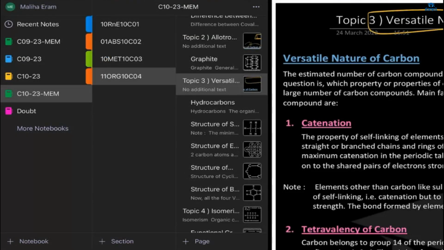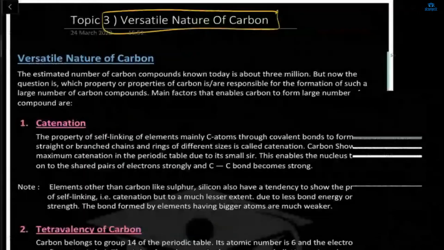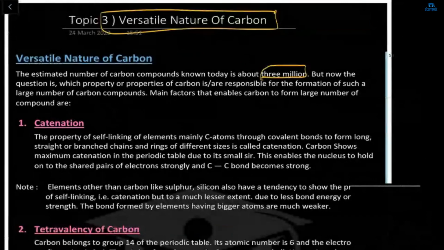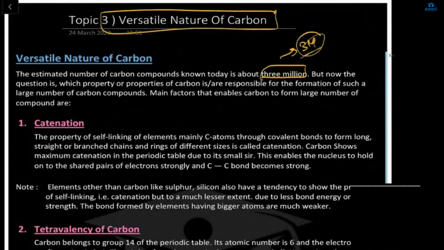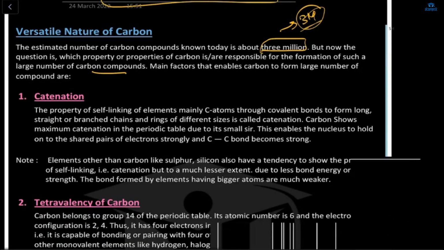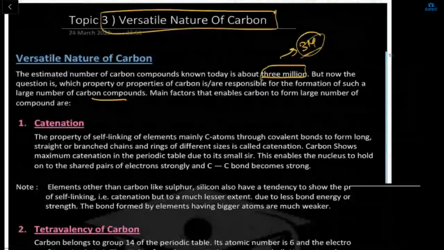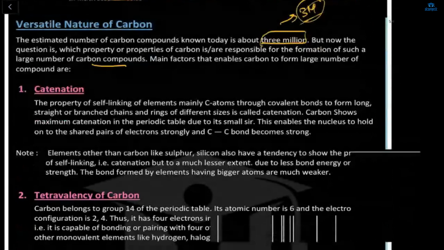Now, what is the versatile nature of carbon? The estimated number of carbon compounds known today is about 3 million. Oh my God, that's a lot. But now the question is, which property or properties of carbon are responsible for the formation of such a large number of carbon compounds? These are the properties: catenation, tetravalency, and tendency to form multiple bonds. These properties are responsible for forming a large number of carbon compounds.